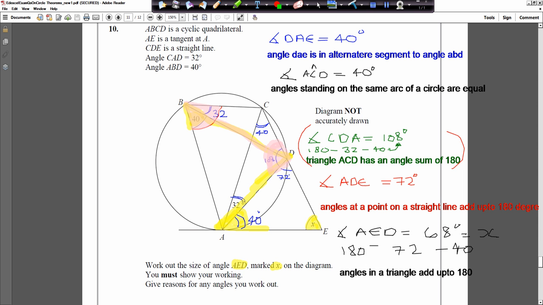So that gives you 180. So the answer is 68 degrees. 68 degrees, that's right.